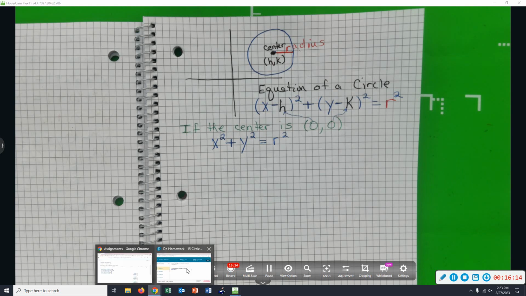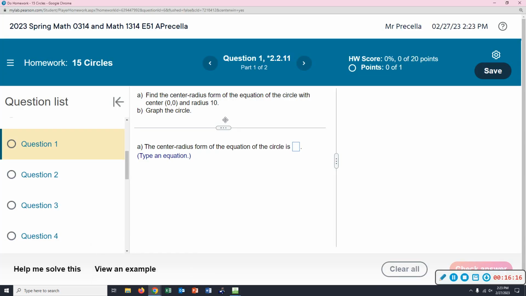Let's do problem number 1. Problem 1 says, find the center radius form of the equation of the circle with a center 0, 0 and a radius of 10. So this is problem 1. We're told the center is 0, 0 and the radius is 10.